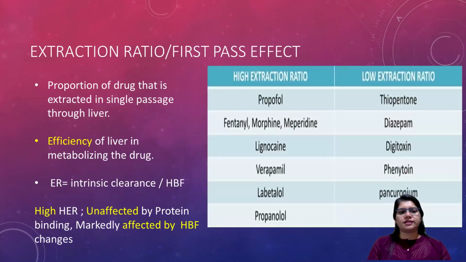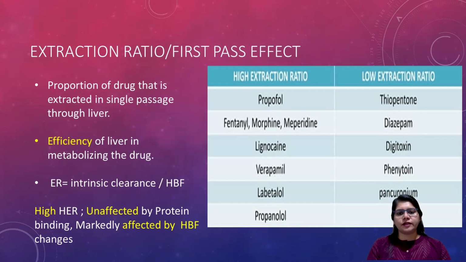Now coming to the extraction ratio or first pass effect. So what is extraction ratio? It is the proportion of the drug that is extracted in a single passage through the liver. Basically, it tells us the efficiency of the liver in metabolizing the drug. The extraction ratio is the intrinsic clearance divided by the hepatic blood flow.